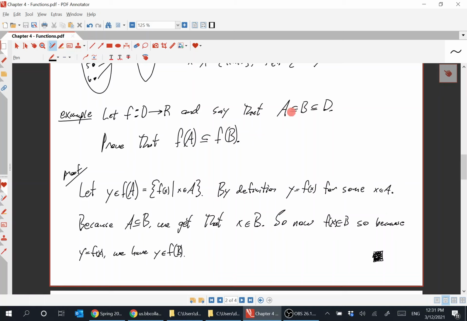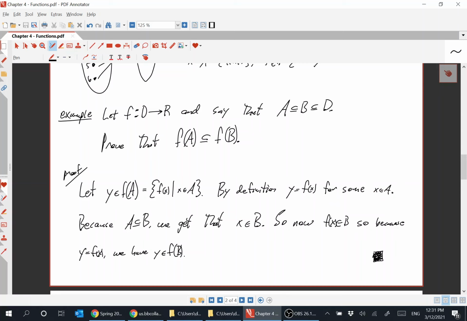Anyway, if A is a subset of B, prove that f of A is a subset of f of B. So how do we prove one set is a subset of another? You take an element of the smaller set: let y be an element of f of A, and show that y is an element of f of B. Pay attention to how we do the proof here. Let y be an element of the image of A. By definition, y is f of x for some x in A.